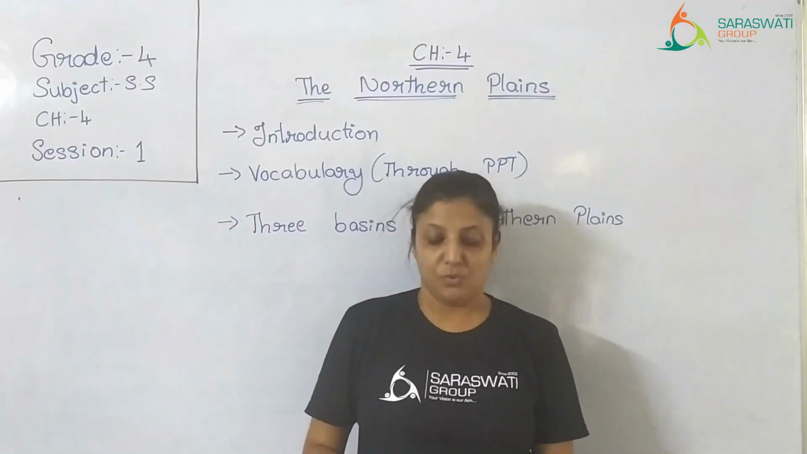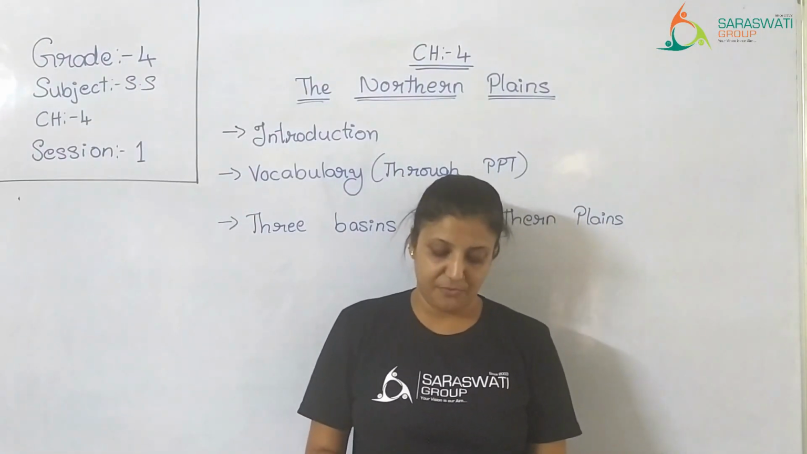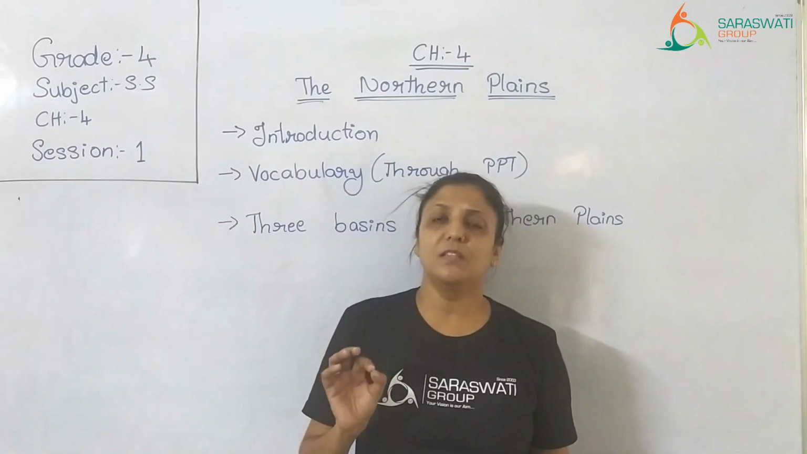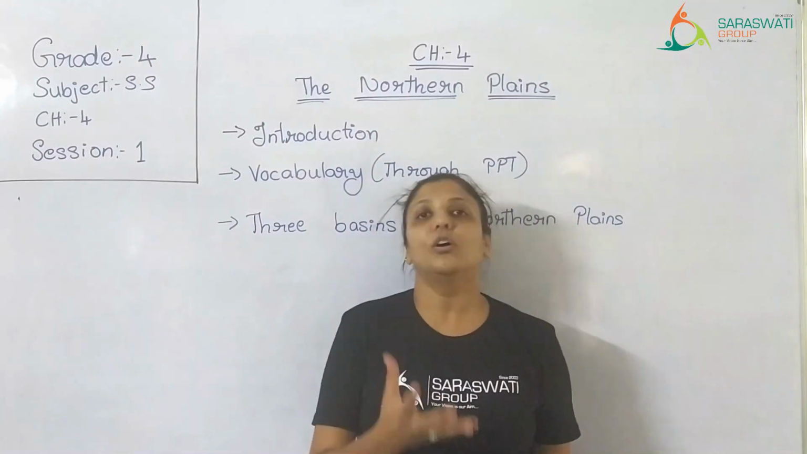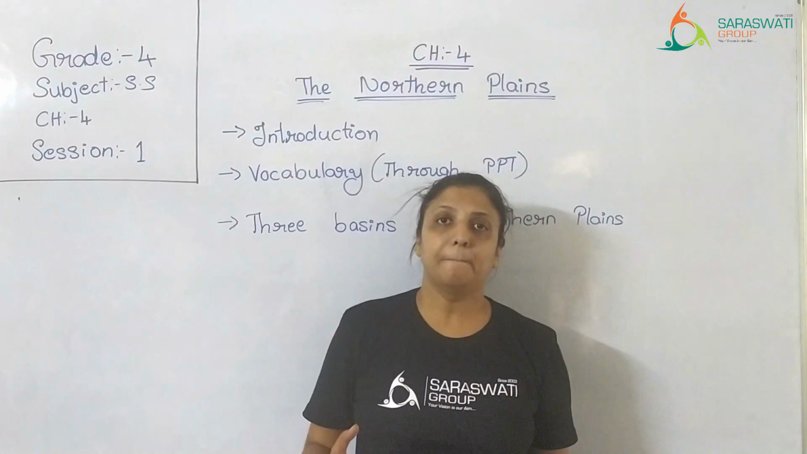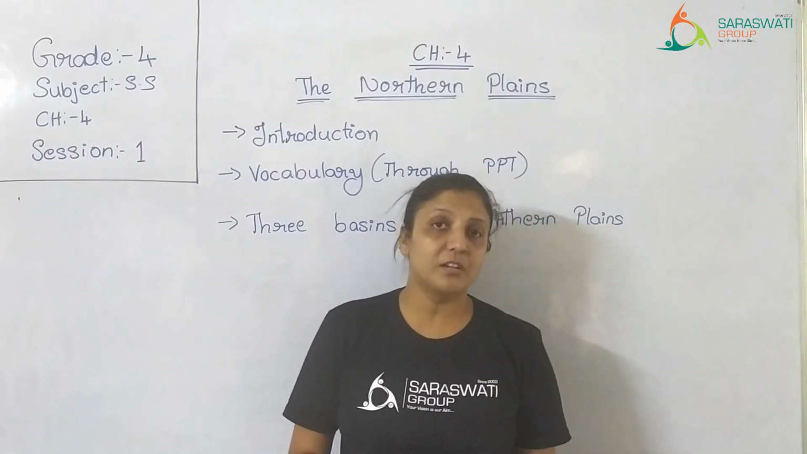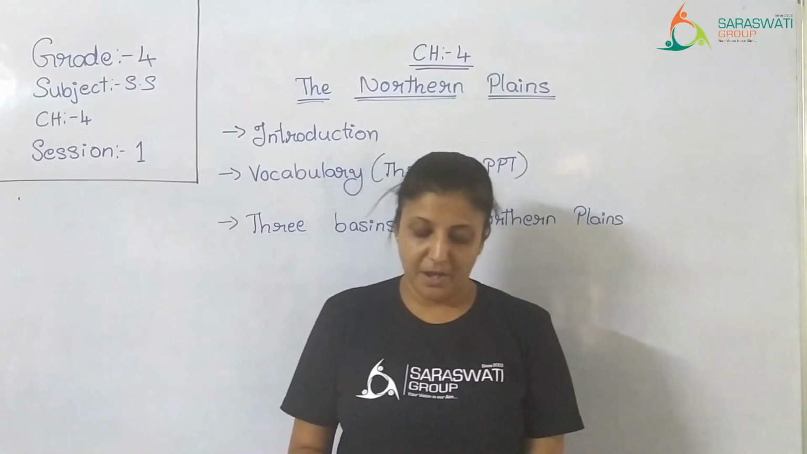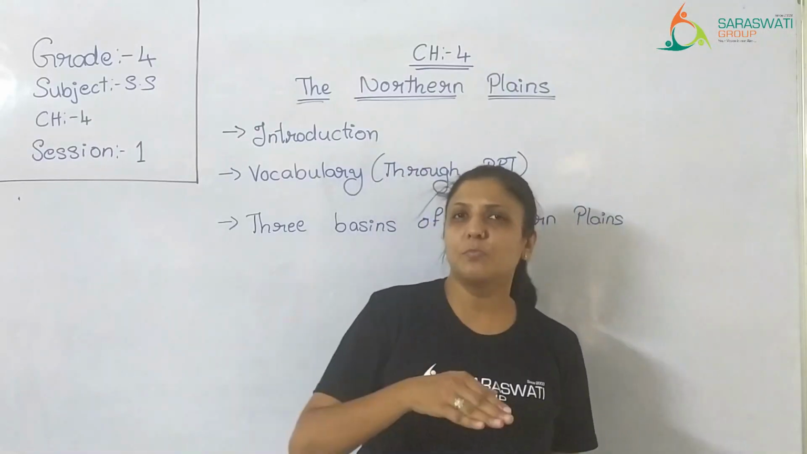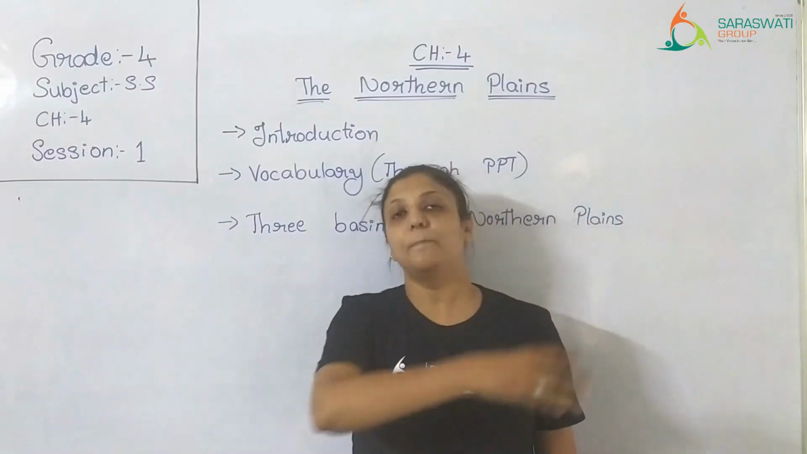Three basins. Which are they? First thing, a basin is an area watered by a river and its tributaries. Basin means it is an area which gets water from the river or its tributaries. Then what is a tributary? A tributary is a smaller river that flows and merges into a bigger river. They are small rivers which flow and then get merged. Merge means mixed with the big river.